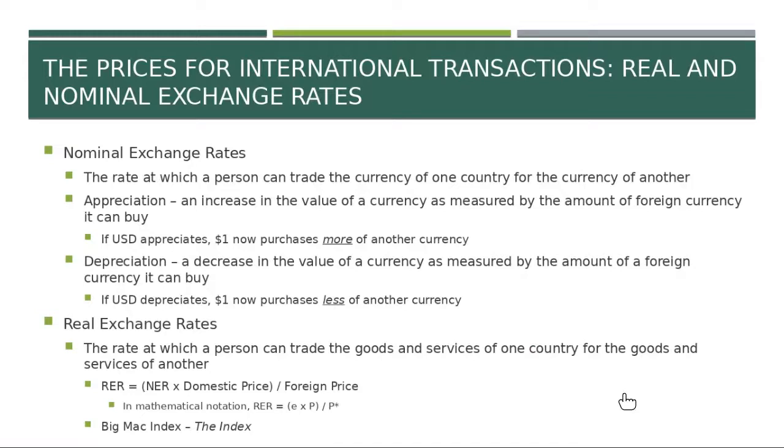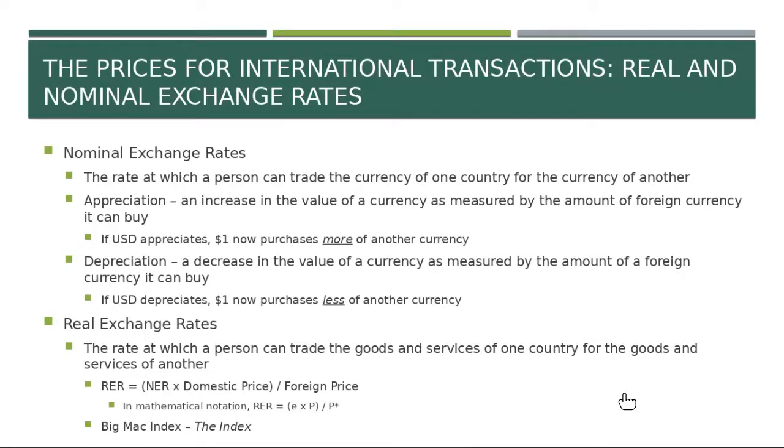So, what does this mean for international markets? Ultimately, this gets us to the concept of real and nominal exchange rates. So, what is a nominal exchange rate? Nominal exchange rates are the rate at which a person can trade the currency of one country for the currency of another. Appreciation, an increase in the value of a currency, is measured by the amount of foreign currency it can buy. So, if the US dollar appreciates, $1 now purchases more of another currency. In contrast, depreciation means a decrease in the value of a currency. If the US dollar depreciates, $1 now purchases less of another currency.